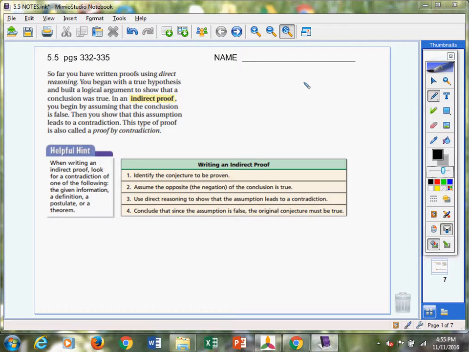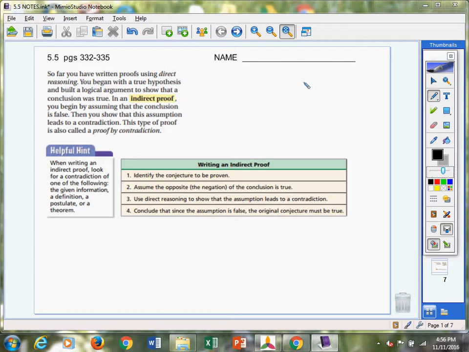And then you show that this assumption leads to a contradiction. So we're going to do some algebra, maybe derive some numbers, let the numbers prove that there's a contradiction, that this isn't possible. And what we call this type of proof is a proof by contradiction. I know that sounds weird, but that's what we're doing. We're looking for a contradiction. So there are 4 basic steps that we're going to follow.